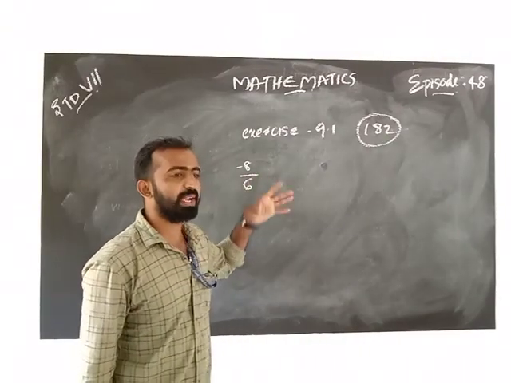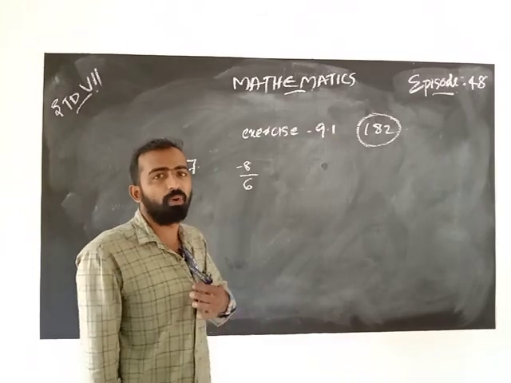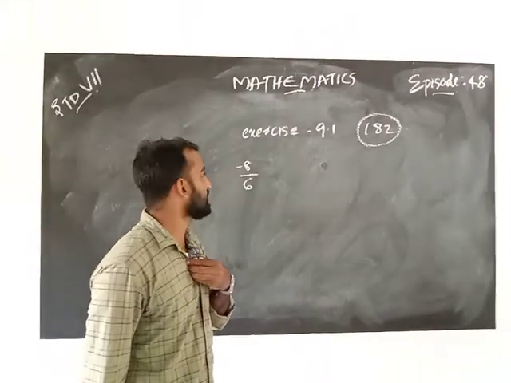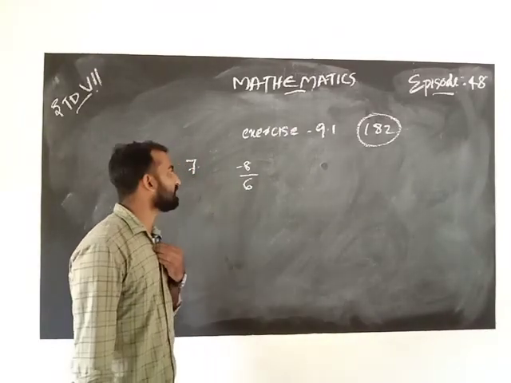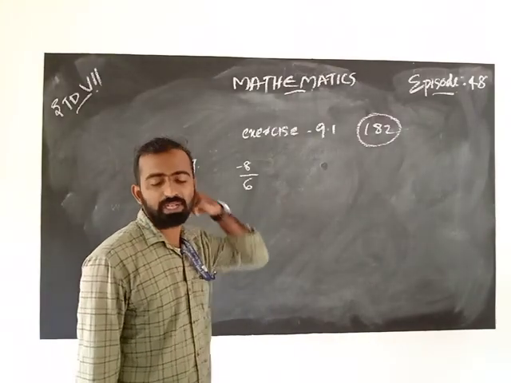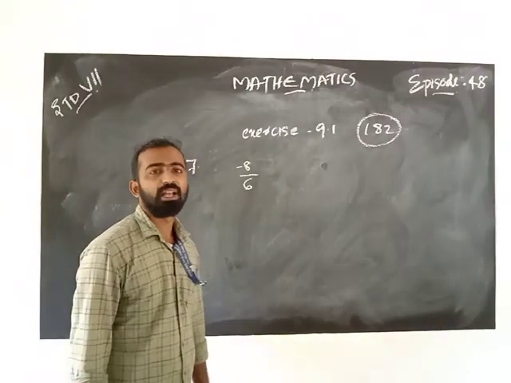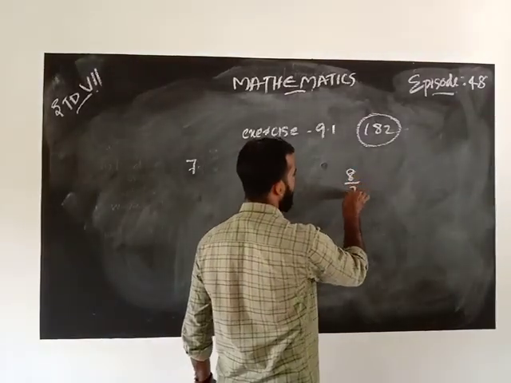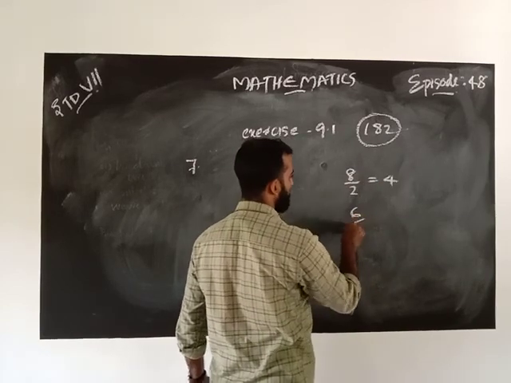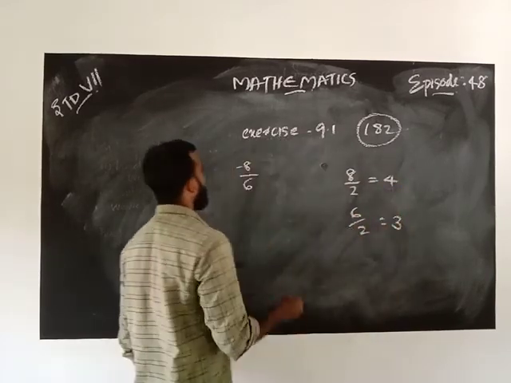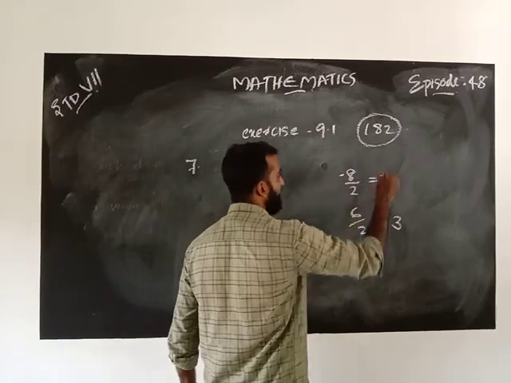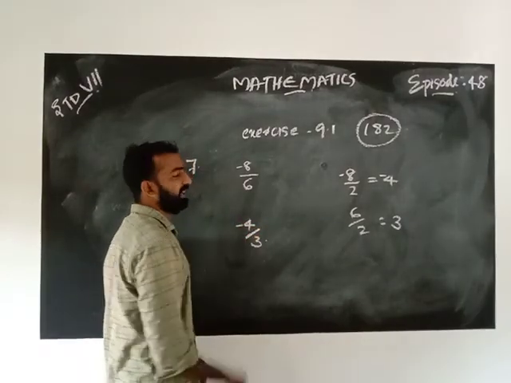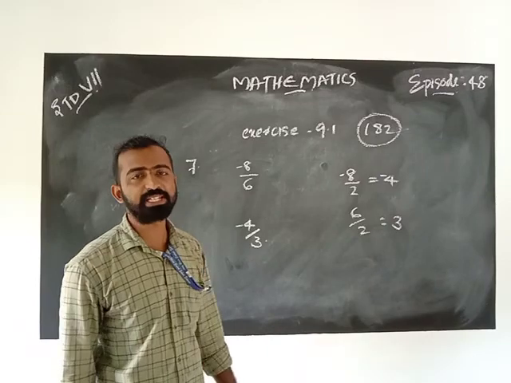We want to make it in standard form or simplest form. Here we can find the HCF, the highest common factor. What is the highest common factor of 8 and 6? 2 is the highest common factor. 8 divided by 2 we get 4 and 6 divided by 2 we get 3. Here it is negative 8, so we get negative 4. The answer is negative 4 by 3.